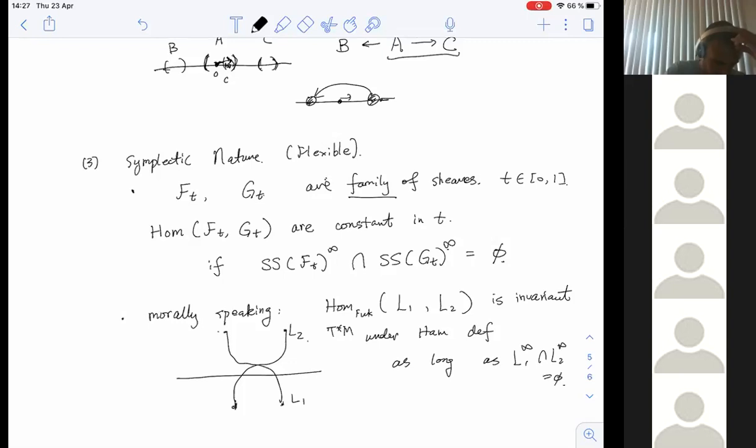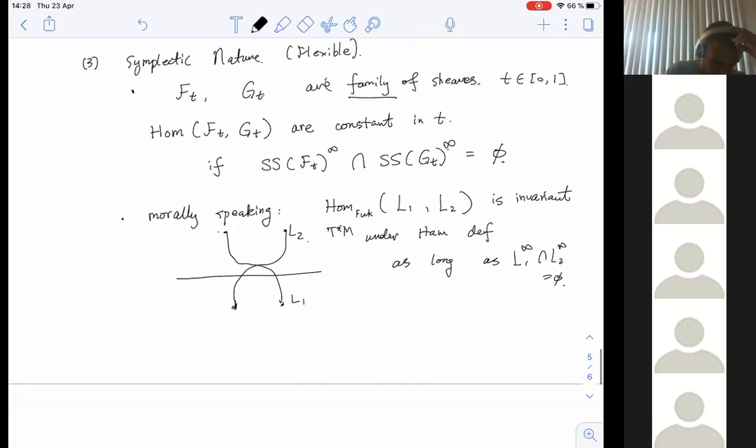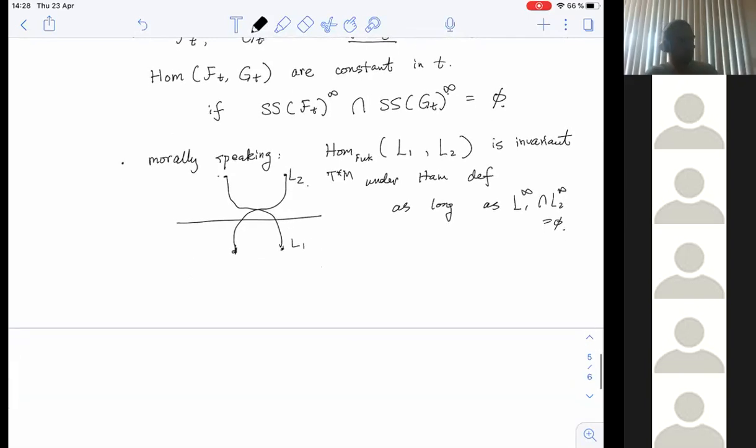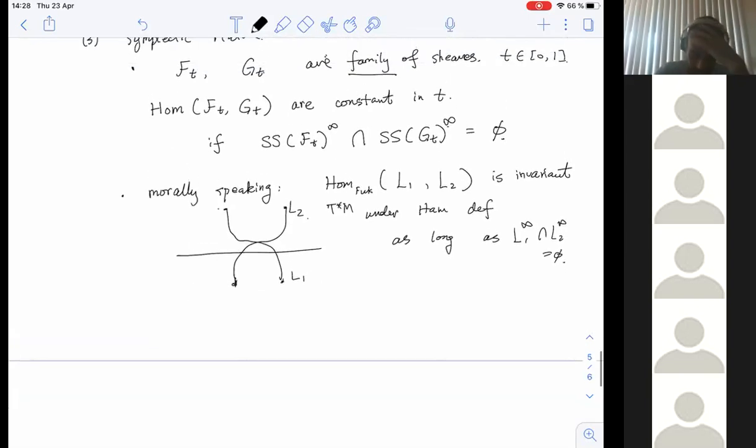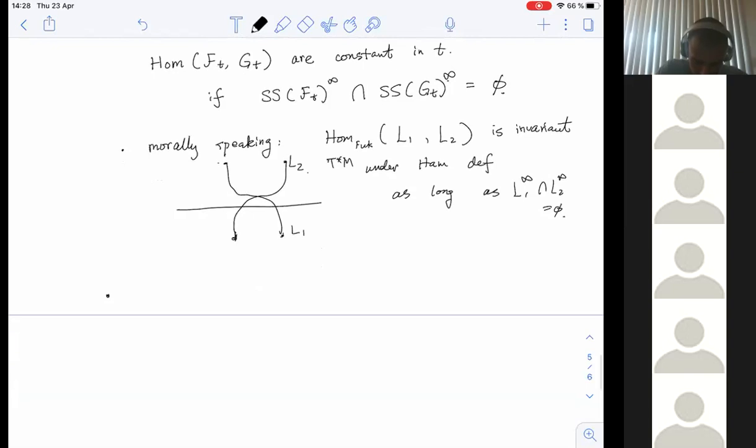Are disjoint. Okay, so given this flexibility, one can try to build a certain categorical way of moving objects. So here is a result. I think if lambda is a conical Lagrangian, and lambda t, suppose it's a family of skeleton.